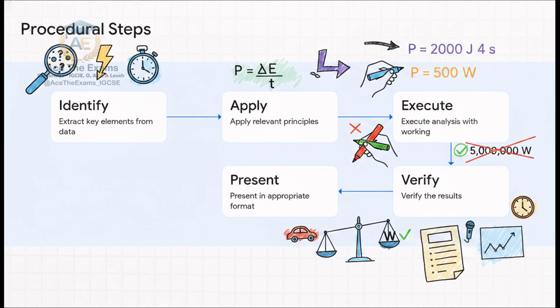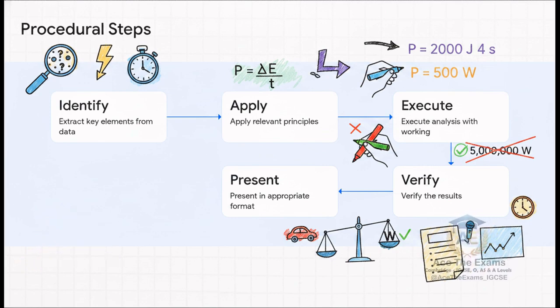Step 1. Identify the key elements. Scan the text, look at the graphs or data tables, and pull out exactly what you need, usually energy and time. Step 2. Apply the relevant principles. This is where you establish your baseline formulas based on what you found in Step 1. Step 3. Execute the analysis with crystal clear working.